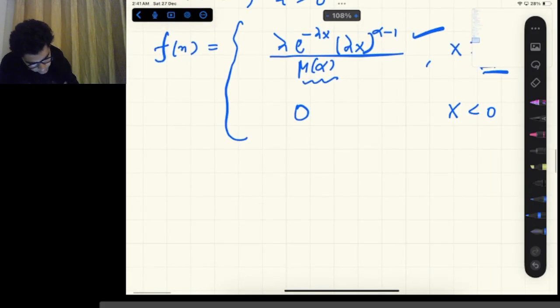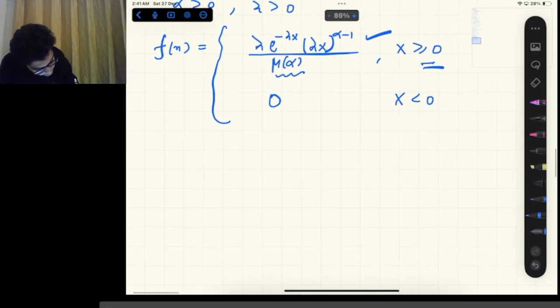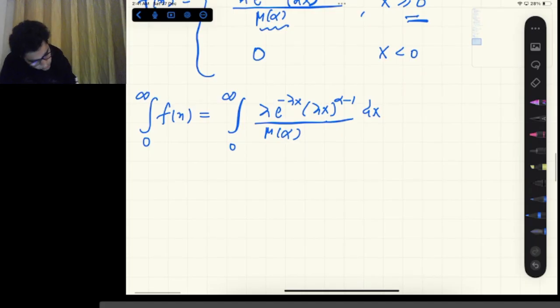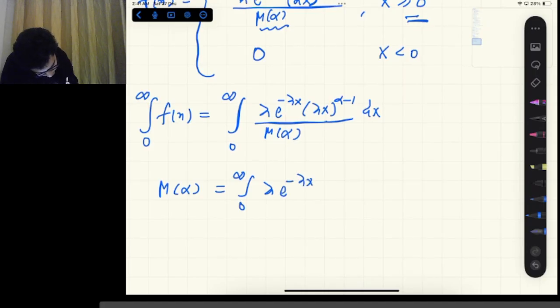What does this mean? If I just try to find the PDF, this means that the PDF of the gamma distribution from 0 to infinity f(x) dx should be equal to the integral from 0 to infinity of lambda e to the power minus lambda x, lambda x to the power alpha minus 1 dx, divided by gamma alpha. Now we already know that gamma alpha is equal to the integral from 0 to infinity of e to the power minus t, t to the power alpha minus 1 dt.